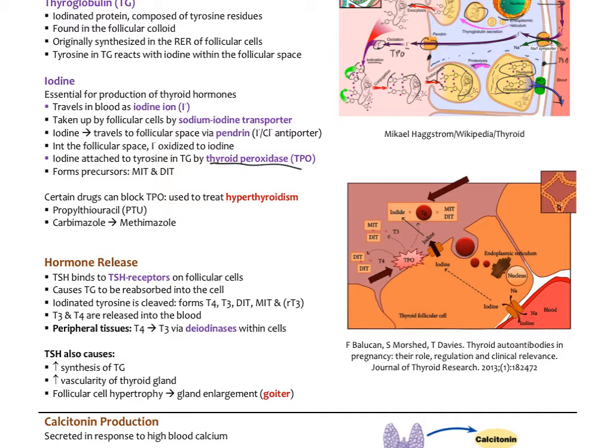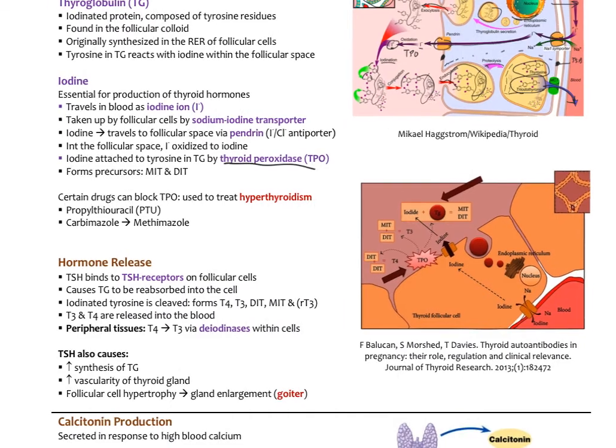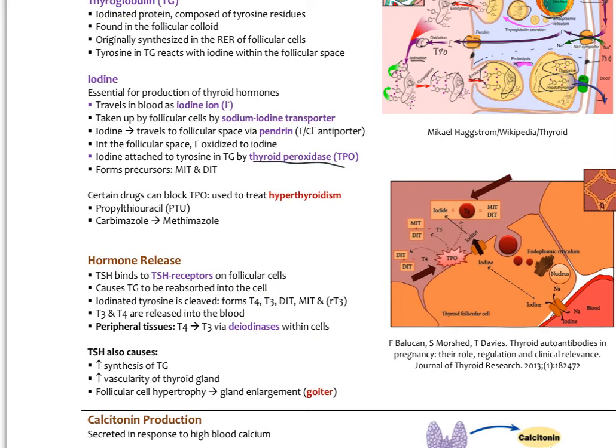Certain drugs can also block TPO, and they can be used in hyperthyroidism. So that would be propylthiouracil, PTU, and a drug called carbimazole, which is converted to methimazole. In fact, we just use basically methimazole as the medication. Also goes by the name of Tapazole. But methimazole can inhibit TPO, and that inhibits further thyroid production. So that could be useful in hyperthyroidism. We'll talk about that when we look at hyperthyroidism and its treatments.